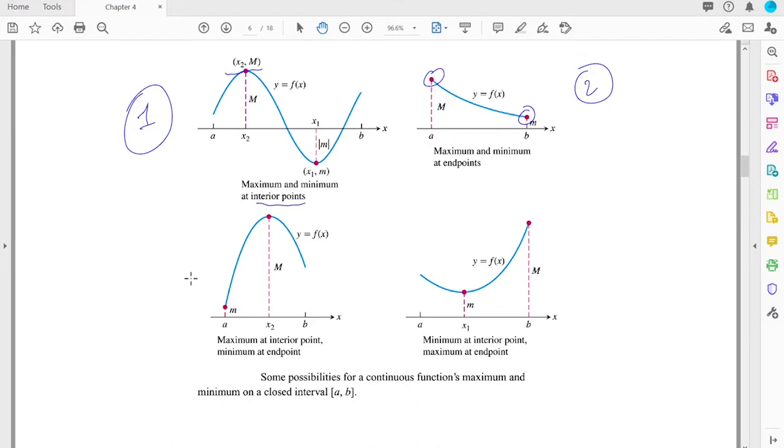Here, in the third one, the absolute minimum is at the left endpoint, but the absolute maximum is at an interior point.